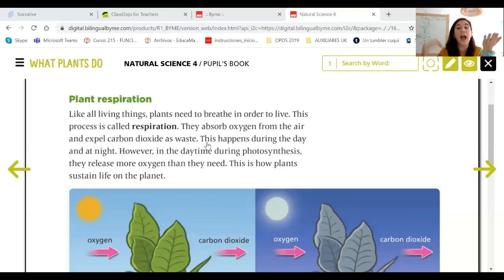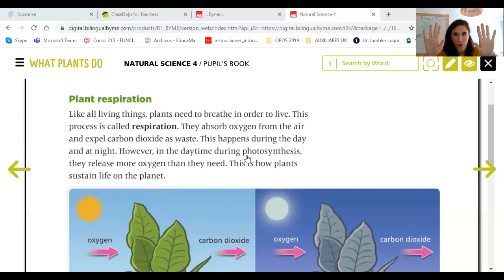Remember that the photosynthesis is only during the day, okay? However, in the daytime, during photosynthesis, they release more oxygen than they need. This is how plants sustain life on the planet. Teacher, what's that? What's that, they release more oxygen than they need? I don't understand that. I'm going to explain it with the help of the little whiteboard.